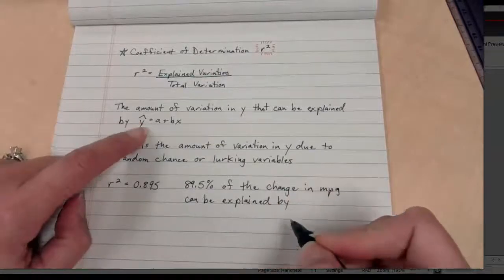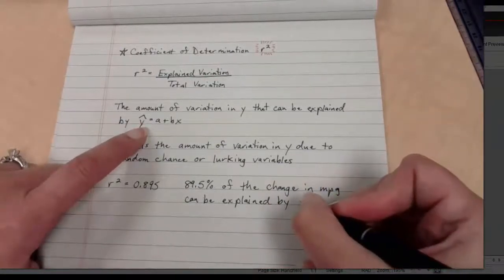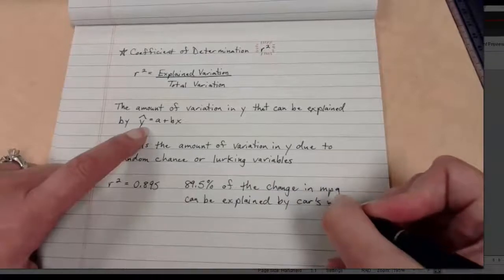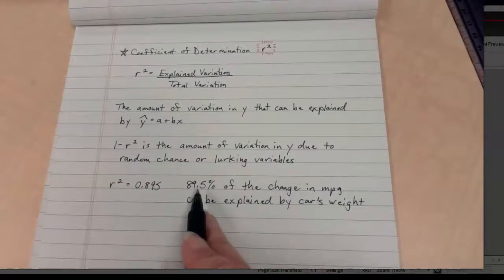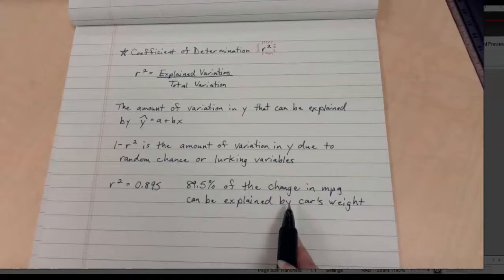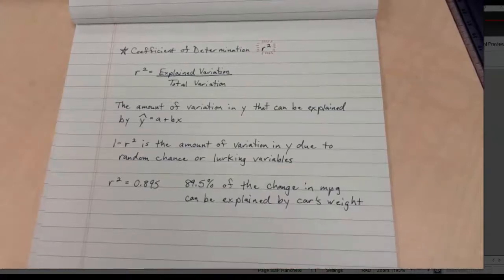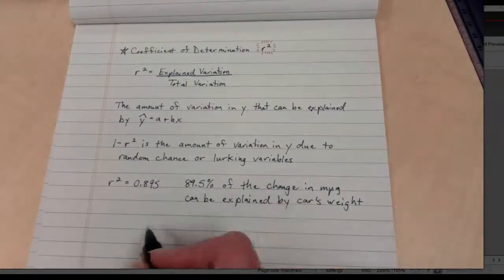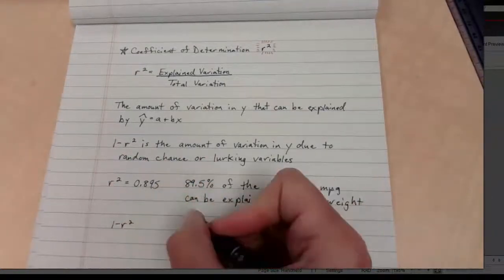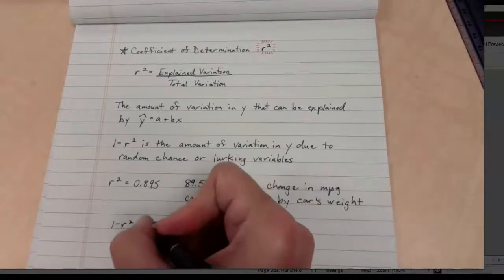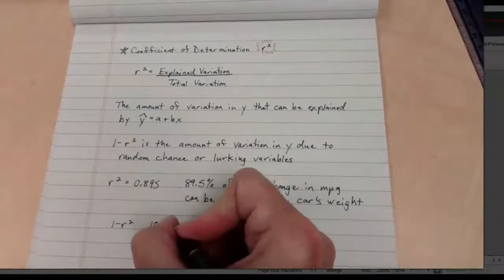all right, and what was the other component of this? That was the car's weight. So we're saying the amount of change that happens within your miles per gallon, 89.5%, can be explained by the car's weight. As opposed to then, my brain is not going to do this right off the top of my head, 1 minus 89.5. There we go. That makes more sense. So if I go with the complement, the 1 minus r squared, in this case, that's going to be 10.5%, because that actually makes sense.